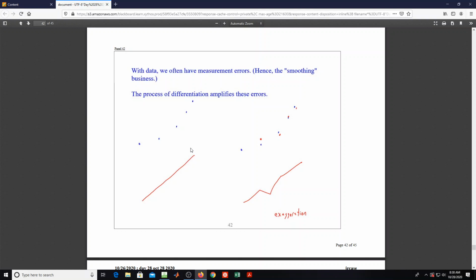Now, with data, we often have measurement errors, and that's why we have the smoothing business, the least squares regression business. And the process of differentiation amplifies these errors. So let's suppose I was trying to approximate this derivative right here, and that's a pretty good derivative, a slope of that part. But if I made a measurement error, like this part, then my slope is much, much worse. Especially if you have very small numbers and you're dividing by very small numbers or big numbers like that, you're really going to change what the slope is. So it's very sensitive to errors, and measurement errors in particular.